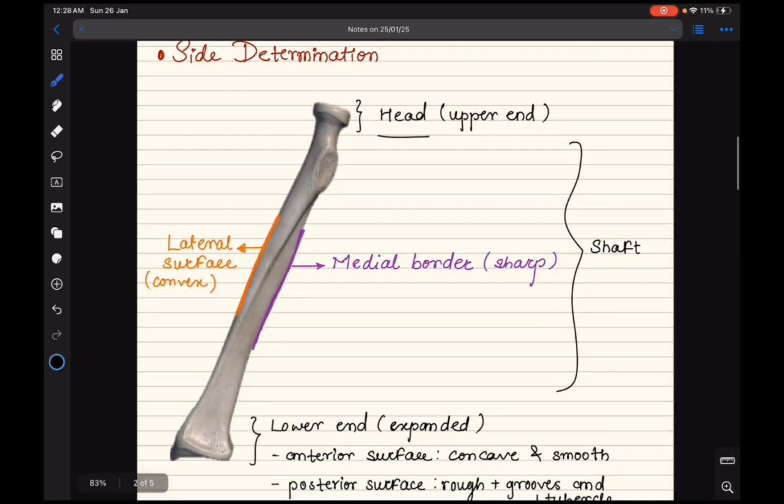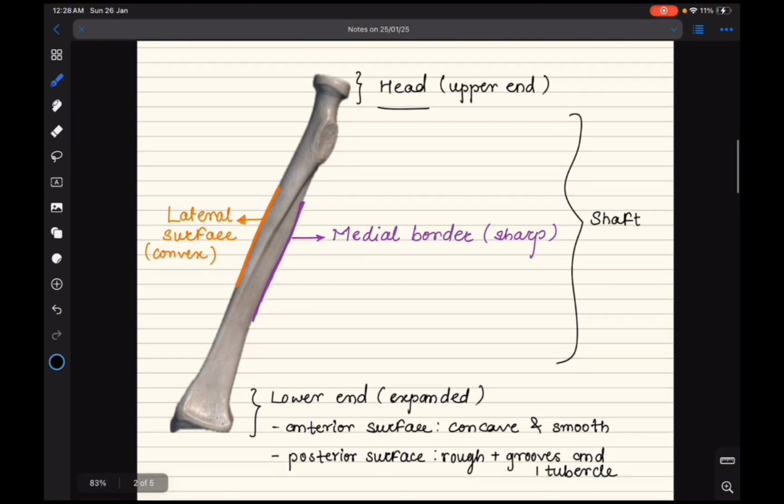Now we'll talk about the site determination of the radius. The head is always located medially and is considered as the upper end. Then the lower end is expanded and consists of two surfaces, the anterior surface and the posterior surface. The anterior surface is concave and smooth, whereas the posterior surface is rough and consists of grooves and tubercle. The medial border of the radius is sharp and the lateral surface is convex.